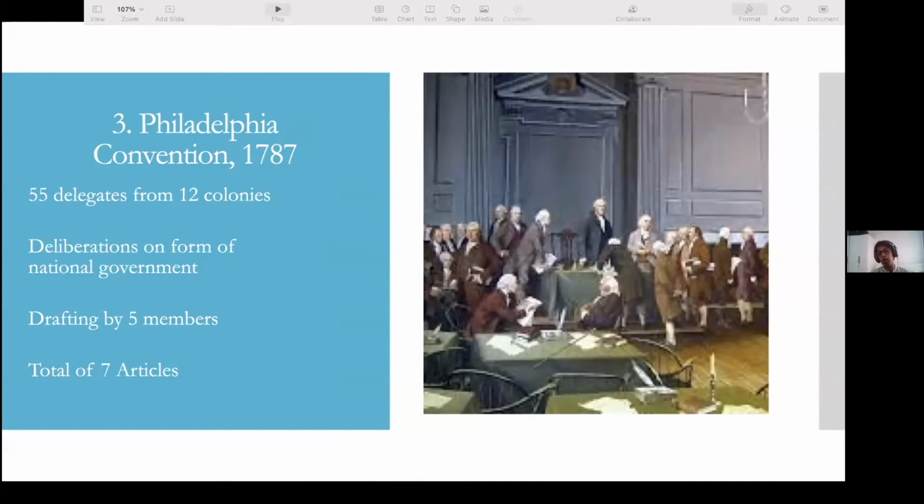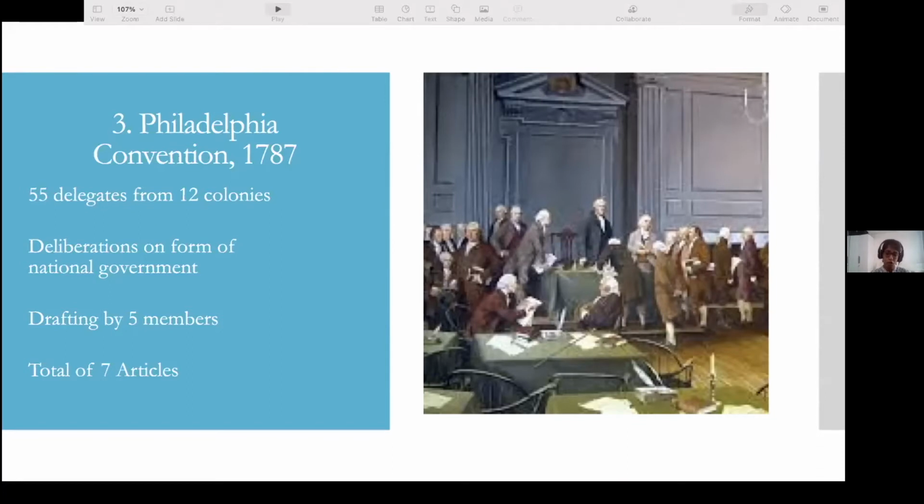And they asked all the 13 states to send their representatives to this convention. So this convention met in Philadelphia in May 1787, and they had about 55 delegates from 12 colonies. Rhode Island didn't send any representatives. Together, these 55 delegates unanimously chose George Washington as their president. And they debated for about 4 months, up till September 1787, on what sort of government they wanted to have.